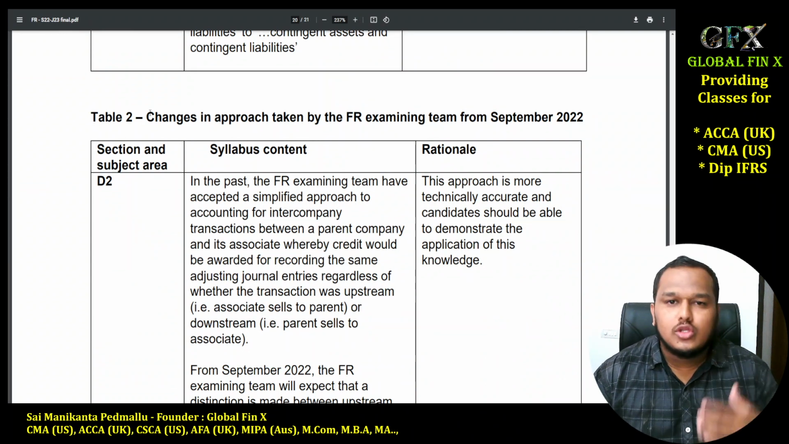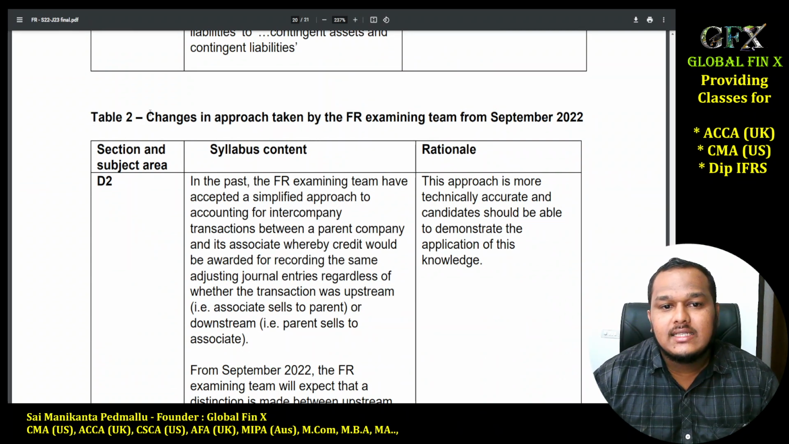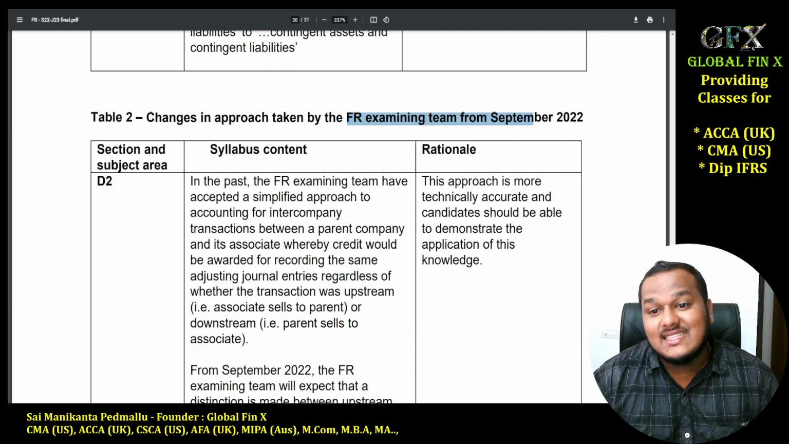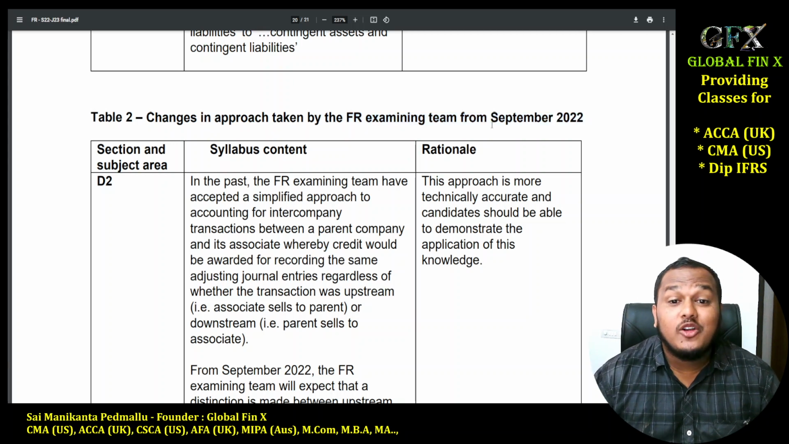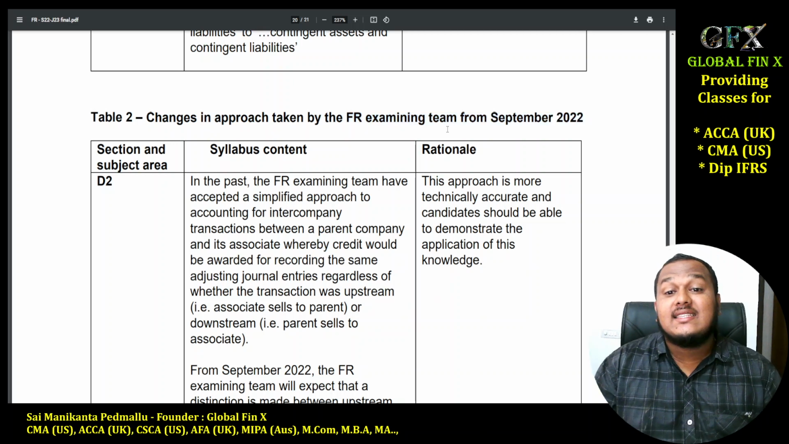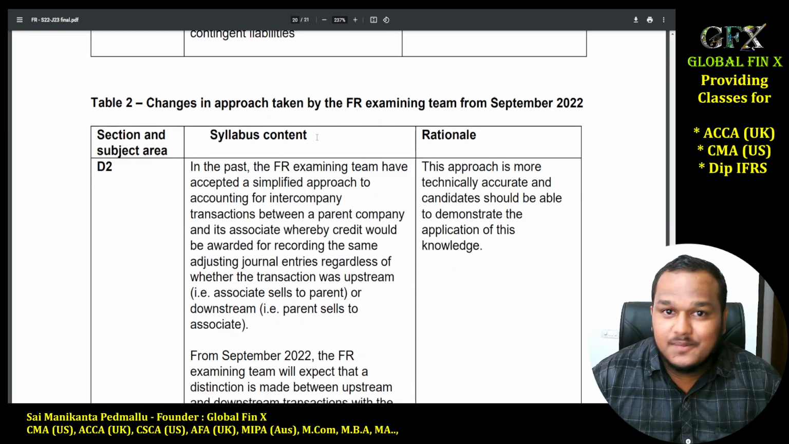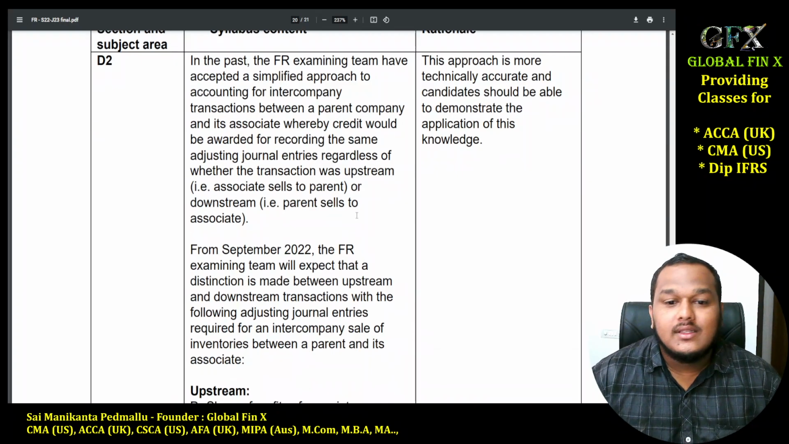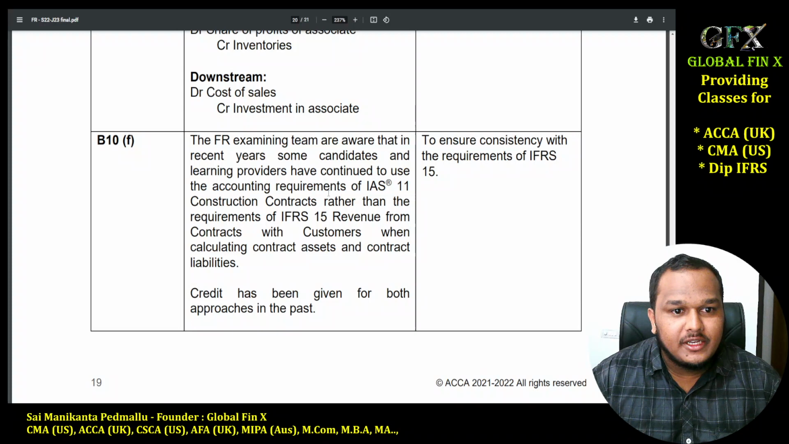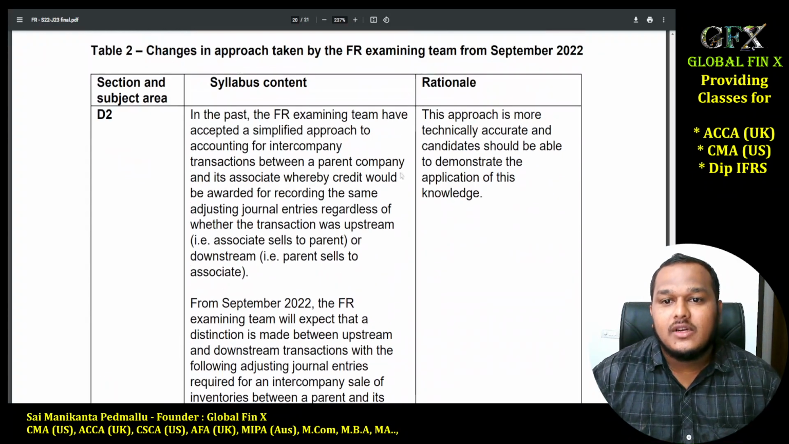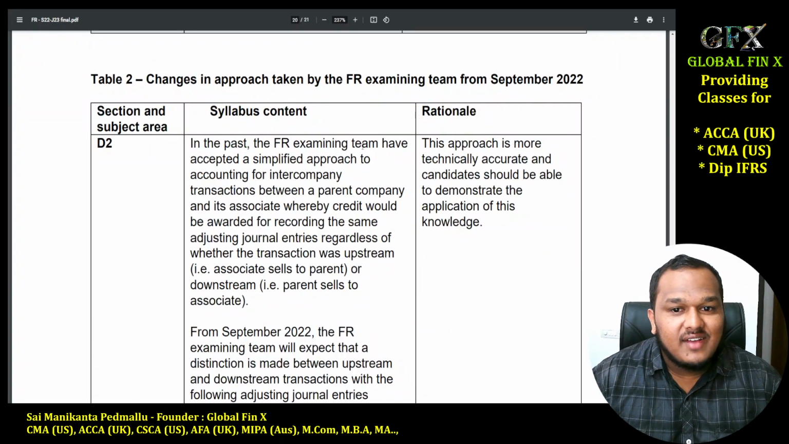Then let's also talk about the changes in approach taken by the FR examining team. What kind of changes is the examination team expecting from September 2022? This is important for your exam preparation, so pay attention. So first one is, in the past, the FR examining team accepted a simplified approach to accounting for intercompany transactions between parent company and associate.